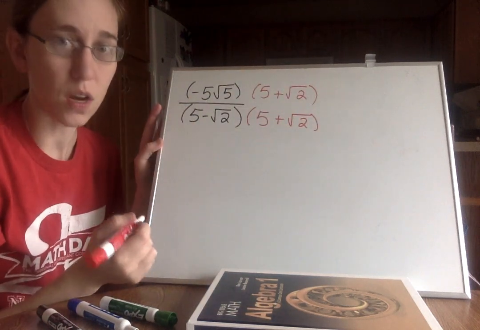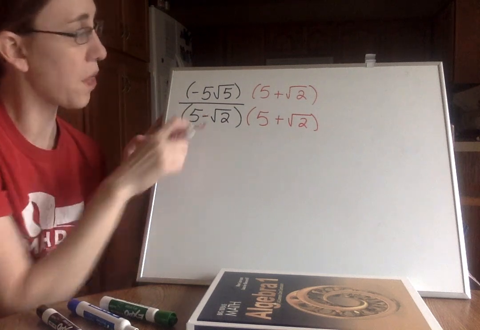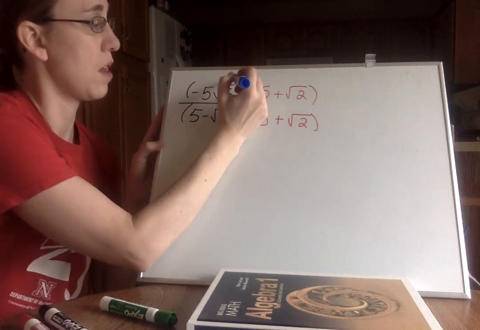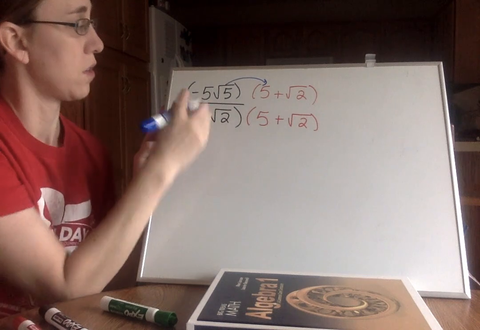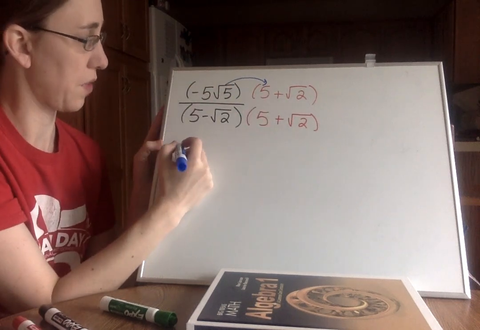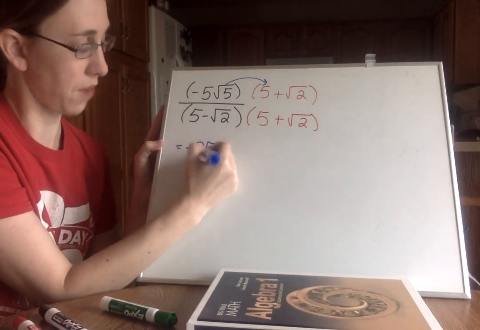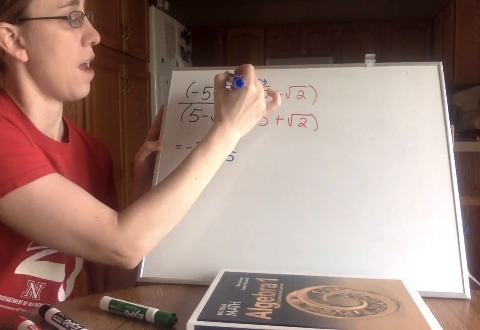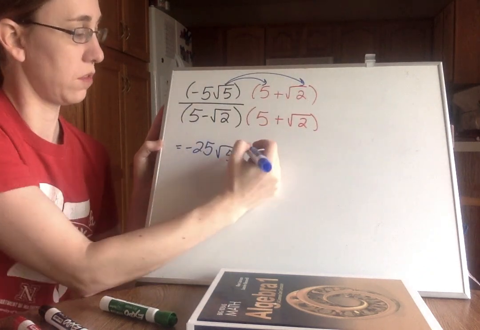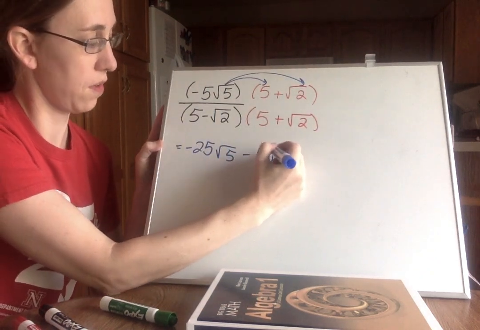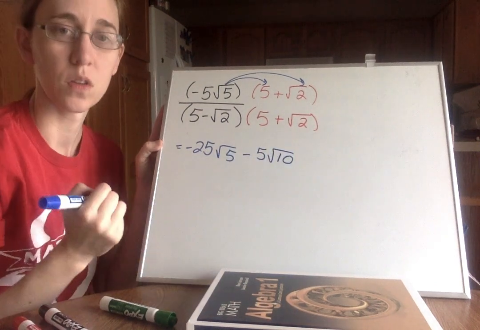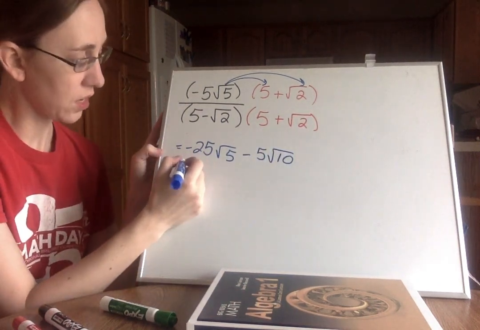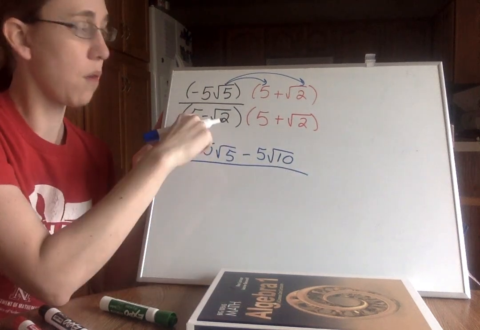Okay, so now we just start to multiply. On the top is just going to be plain distribution. So negative 5 square root 5 times 5 gives us negative 25 square root 5. And then we take that times square root of 2, minus 5 square root 10. So that's the numerator. Now we need to work with the denominator, and we're going to FOIL it.